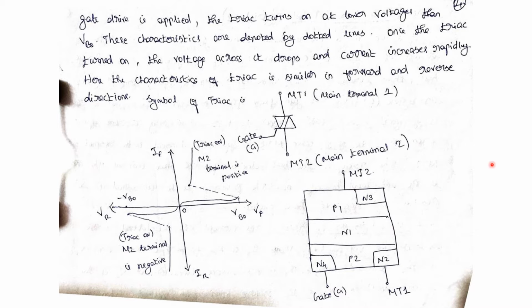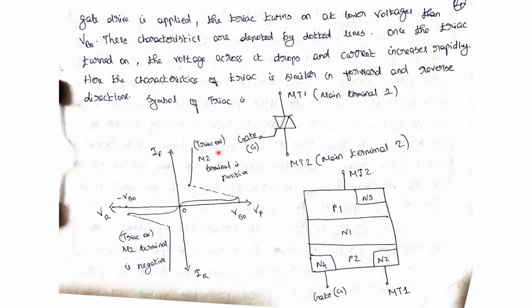We'll see the VI characteristics of the Triac. This is the graph plotted between forward current and forward voltage. From 0 to VBO is the forward breakover voltage. From 0 to VBO, the Triac is in forward blocking mode. Once the voltage is greater than the breakover voltage VBO, the Triac turns on. Then it starts conducting.